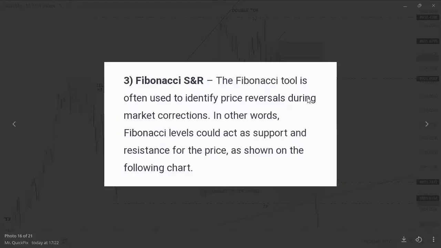And moving on to the last one: a lot of my forex traders use it a lot, and I know for sure they do, and that is Fibonacci support and resistance. The Fibonacci tool is often used to identify price reversals during market corrections. In other words, Fibonacci levels could act as support and resistance for the price, as shown on the following chart.